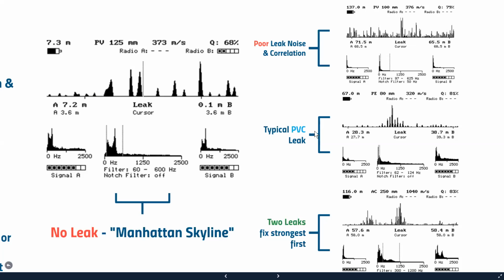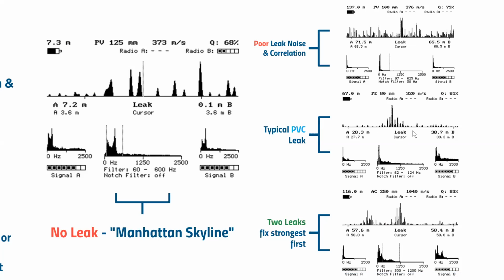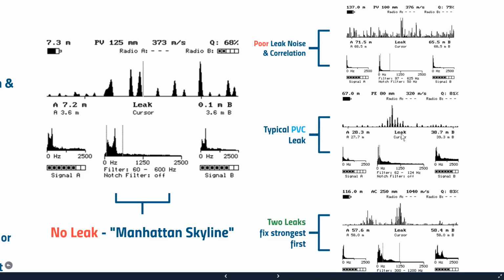The next example is a typical PVC leak. You certainly can find leaks on PVC. Your sensors usually need to be closer together in order to capture that sound, as the PVC absorbs the sound and the sound wave doesn't travel quite as well down the pipe. But you might have a peak that's not quite as crisp and clean as you would on a piece of ductile iron.